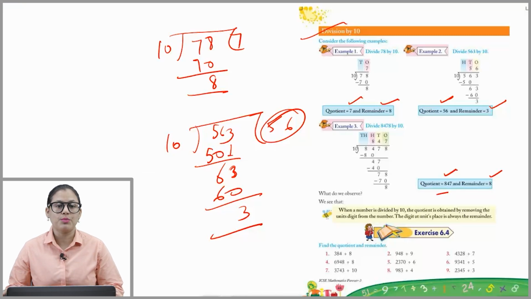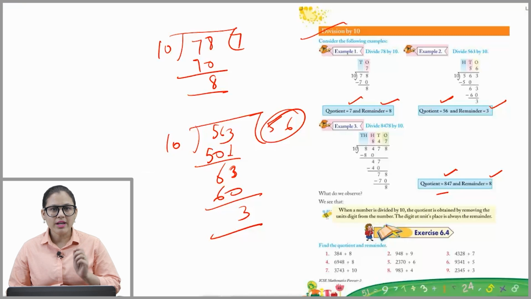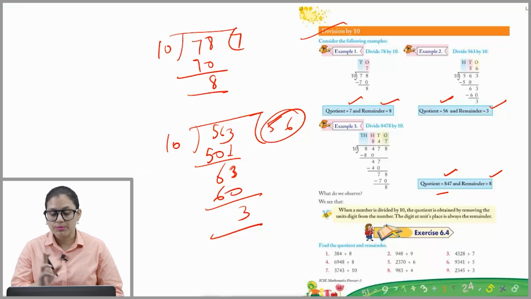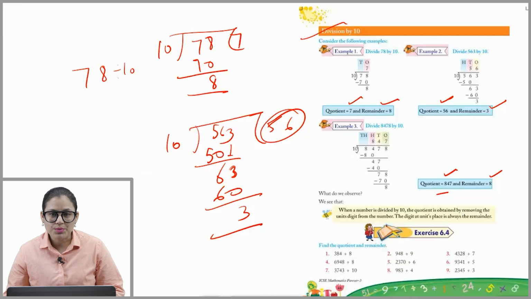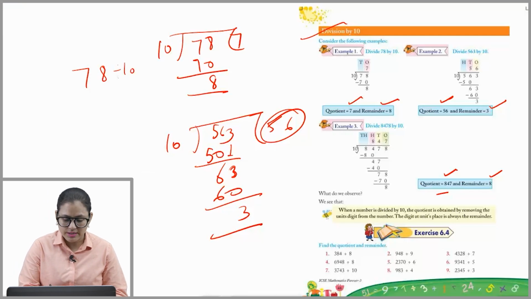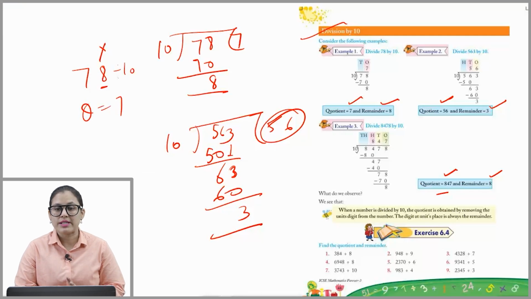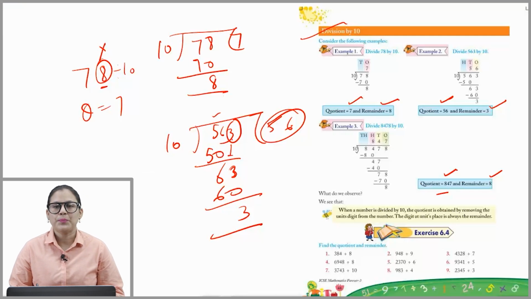So what do we observe from here? We see that when a number is divided by 10, the quotient is obtained by removing the units digit from the number. For 78, which we were dividing by 10, the quotient is obtained by removing the unit digit, this digit. If you remove this digit, you will get the quotient, which is 7. And the digit at the units place is always the remainder. See, this is the remainder. In this case also, if you remove this unit place digit, you will get the quotient, which is 56, and this digit is the remainder.